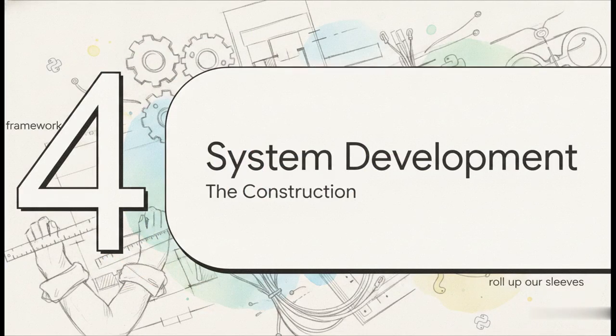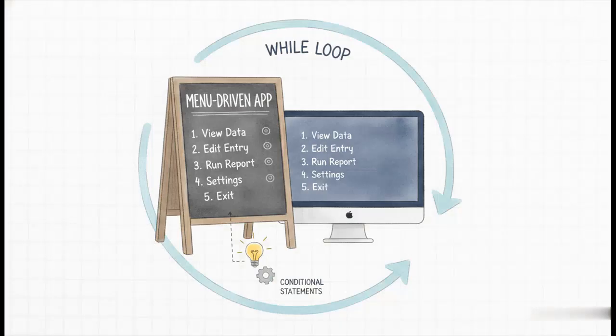Section 4. Step-by-step system development, the construction. All right, time for the really fun part. High energy here, folks, because we have our blueprint and our framework, and now we are moving right into the actual assembly of the code components. The architecture we're building is called a menu-driven application. Think of this as the central nervous system of our project. It uses while loops and conditional statements to basically present options and keep the user fully engaged until they specifically choose to break the loop and exit.